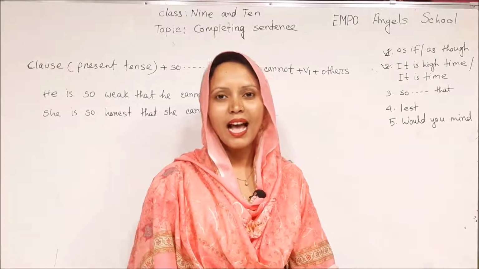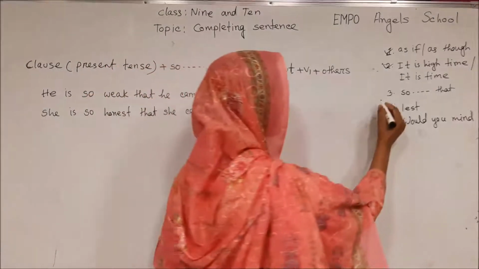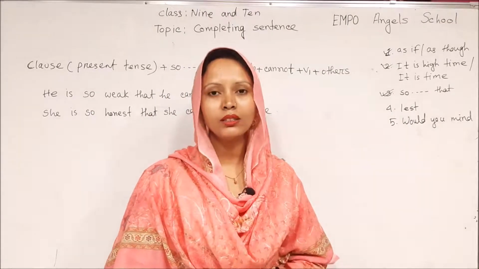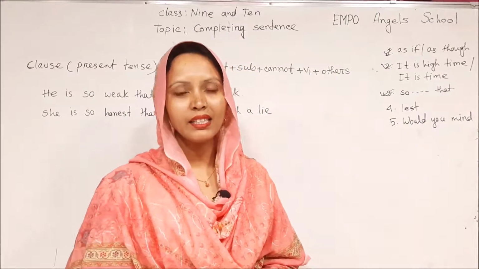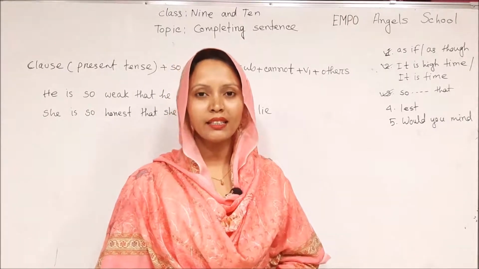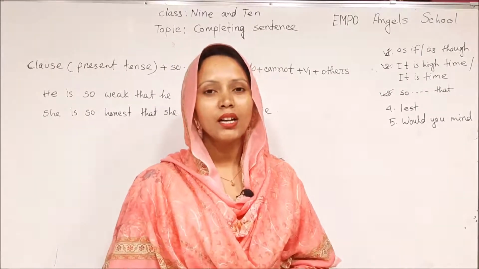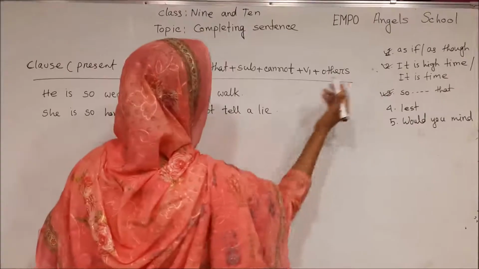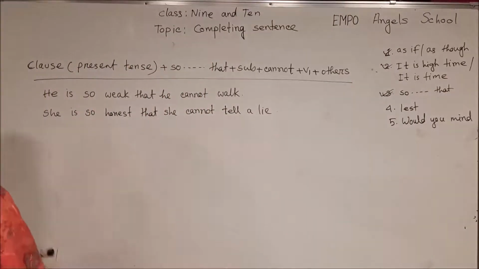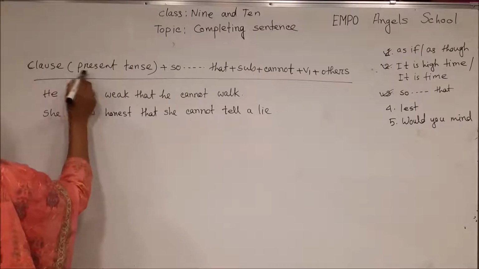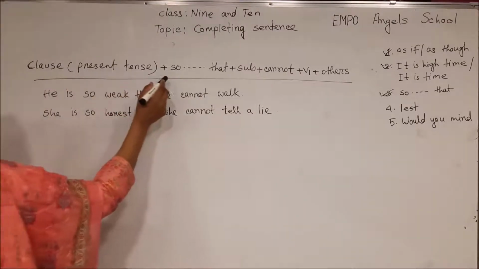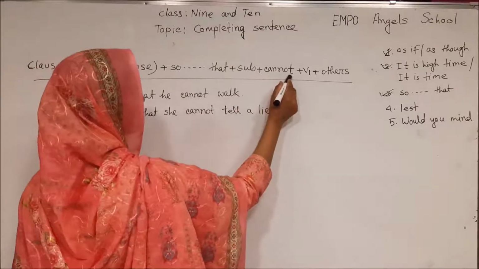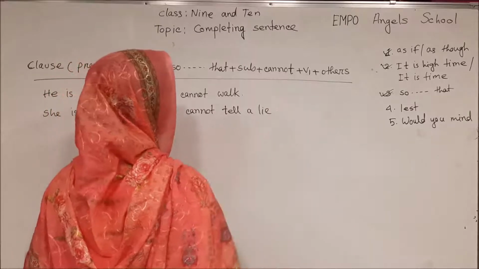Dear students, our next rule is "so that". If we have a clause in present tense and we have "so that", then in this case we have to complete the sentence following these structures. Dear students, here if the clause is in present tense, so after "so that" we have to take a subject plus "cannot" and then verb one plus others.